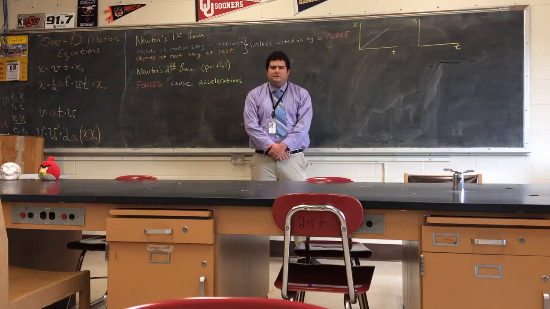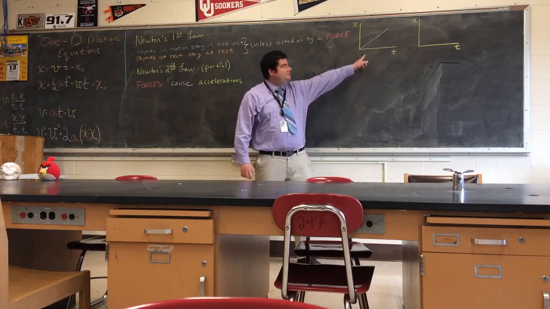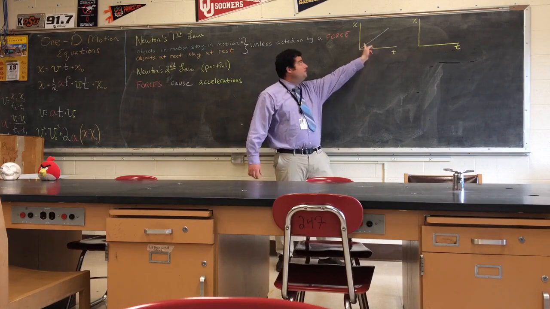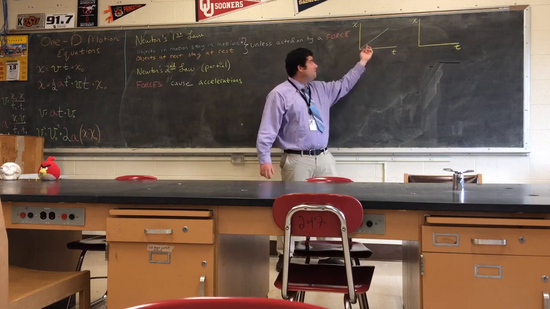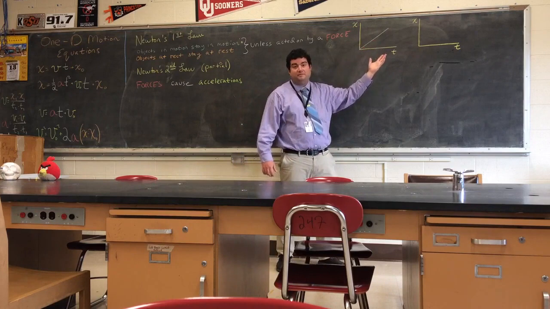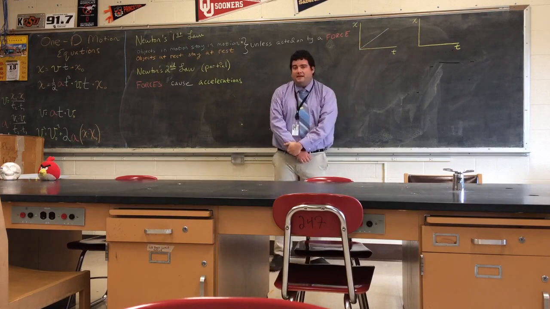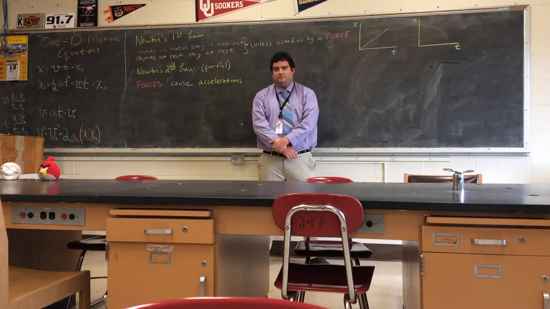So far, you guys have looked at objects moving at constant velocity. The position time graph looked like this. As time passed, the position changed in a linear fashion, which meant as each instant went by, you went the same distance. It's time to move on to more interesting motion.